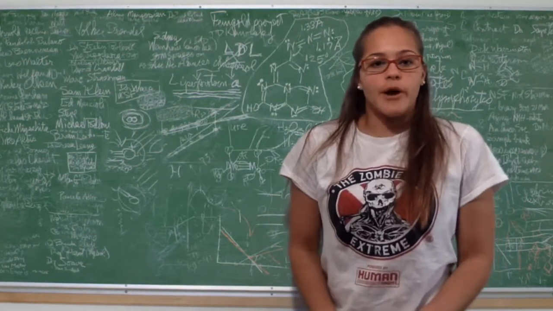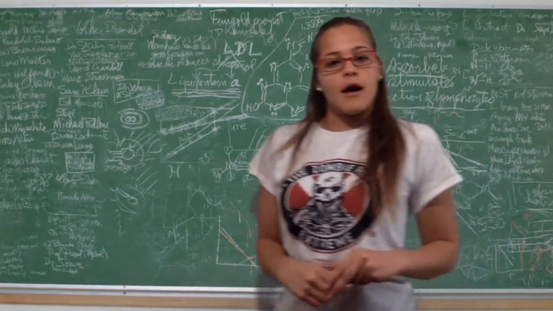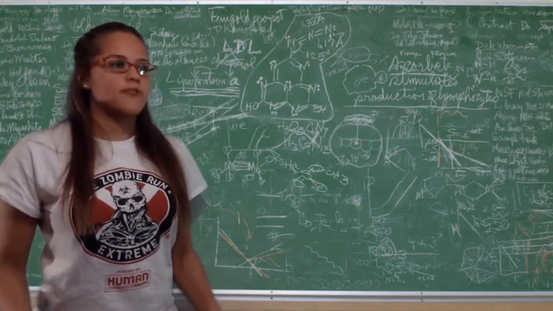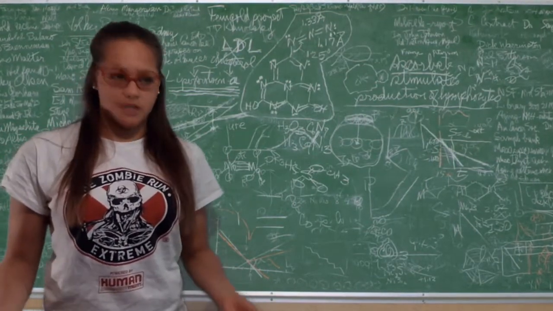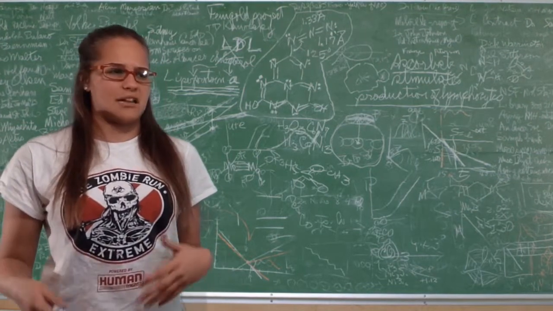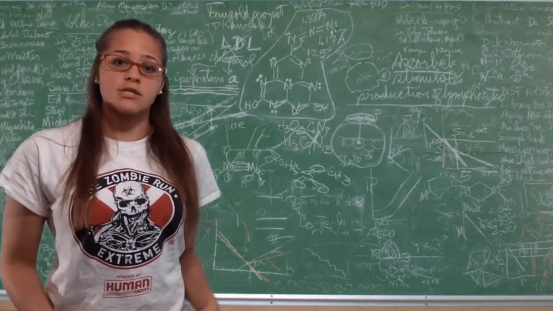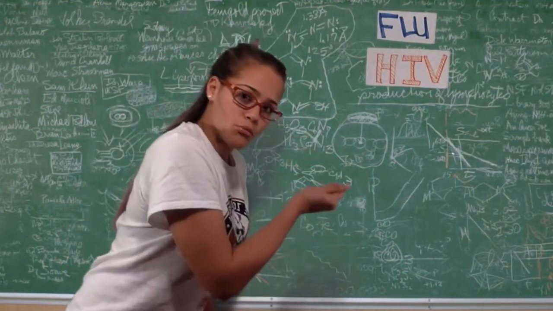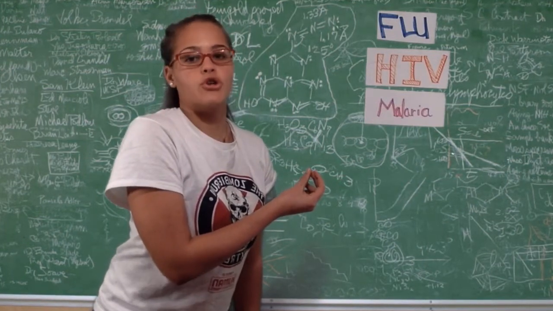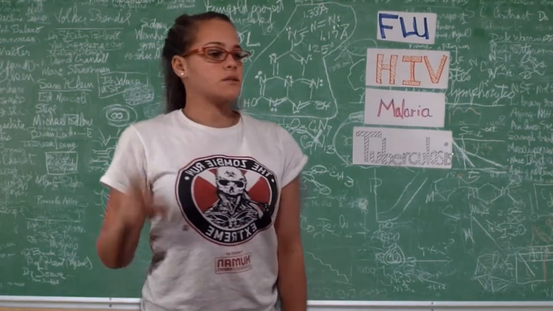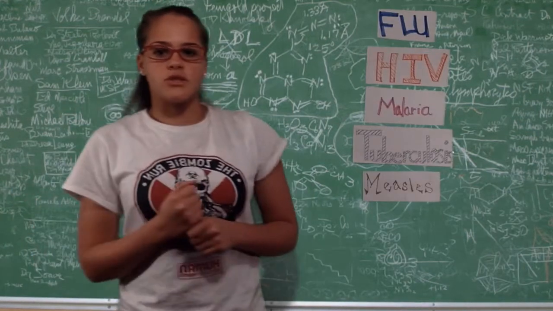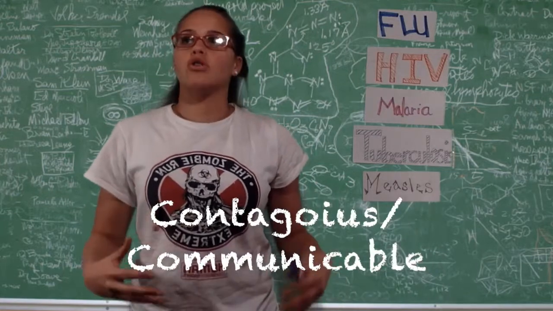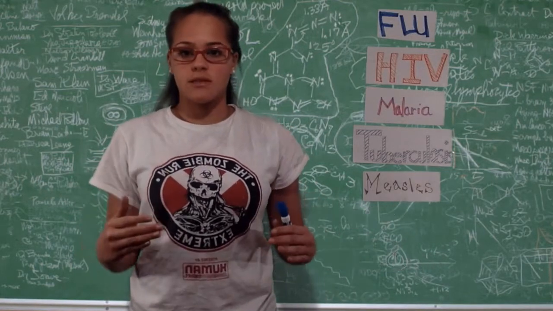So since we're done talking about non-transmissible diseases, let's talk about the next exciting thing: infectious diseases. An infectious disease is caused when a pathogen, such as a bacterium, virus, or parasite, invades the body and multiplies in its cells and tissues, such as flu. Then next is HIV. Following is malaria. Next is TB, or tuberculosis. And last but not least, measles. All of these horrible diseases are transmissible diseases, and they're also called contagious or communicable diseases.